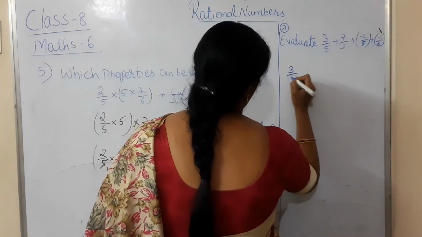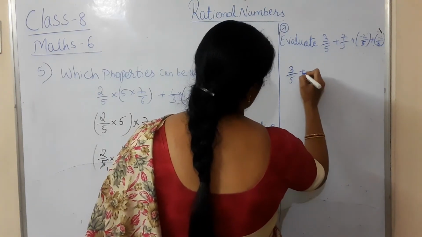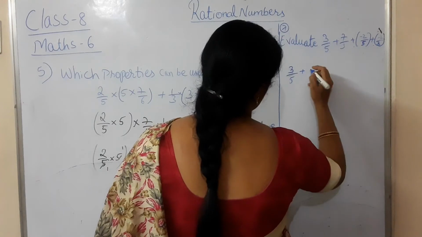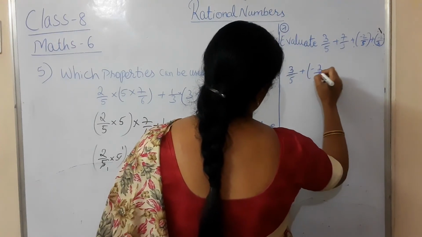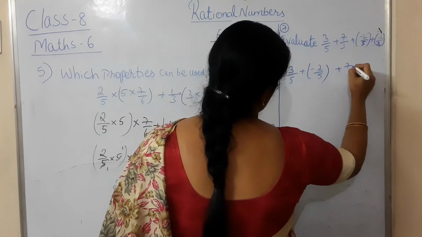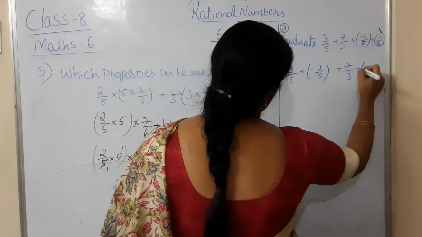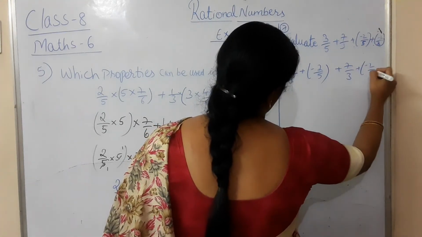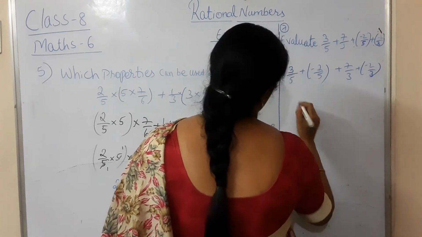Now, 3 by 5 plus... of the same denominators, we will get the numbers which have the same denominators together. Minus 2 by 3 plus 7 by 3 plus minus 2 by 3. Okay. Now remove the bracket.